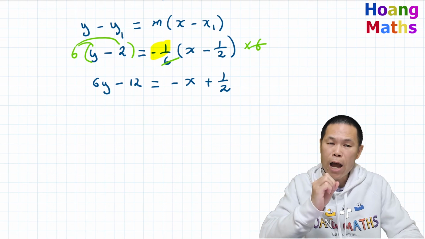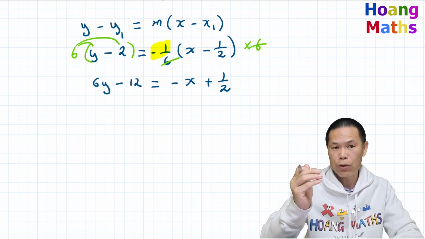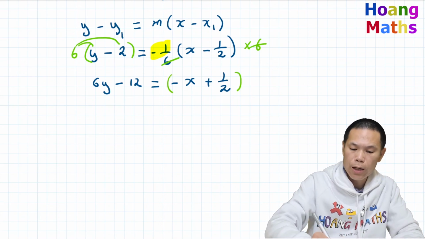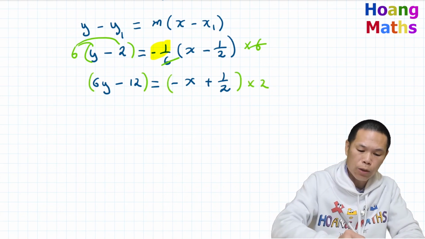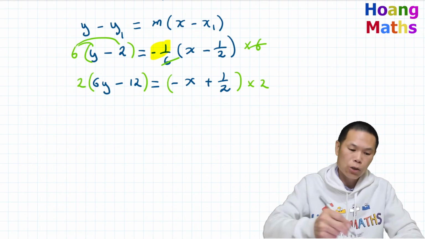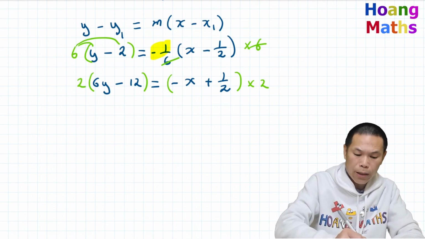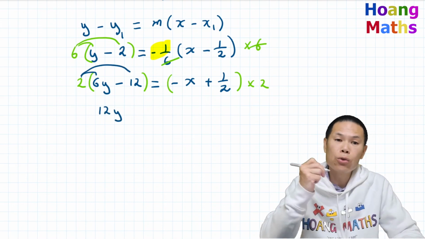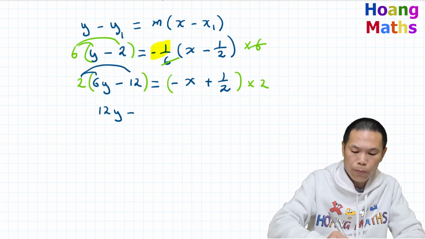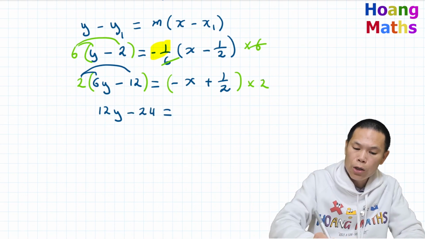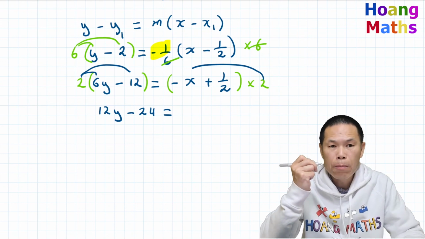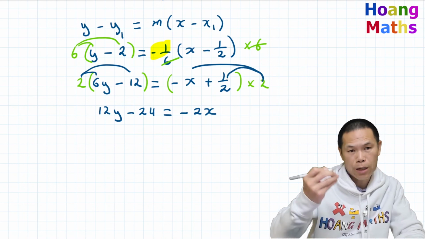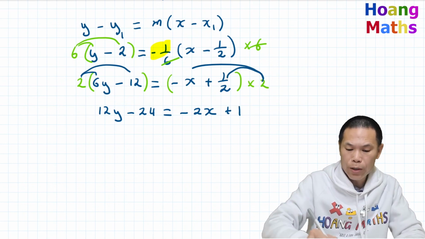Then we want to get rid of the half. To get rid of the half, we times everything by 2. So the whole lot here, we times 2, and the whole lot here, we times 2. Now we just remove the brackets. So 2 times 6y gives 12y. 2 times negative 12 is negative 24. Equal 2 times negative x gives me negative 2x. And then 2 times a half gives me 1. So we add 1. There you go.